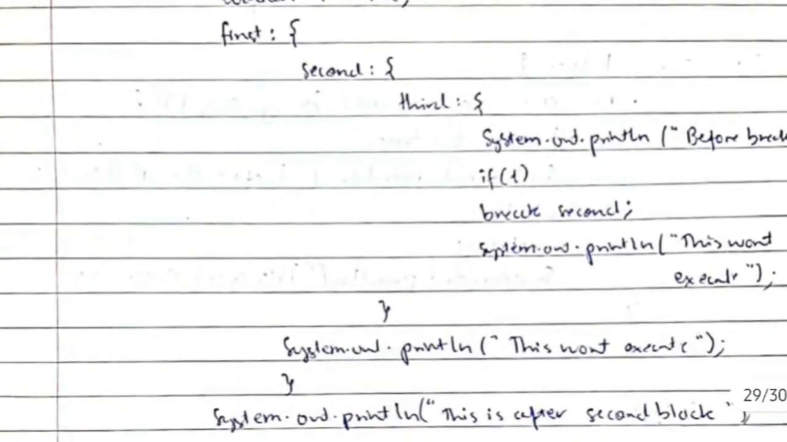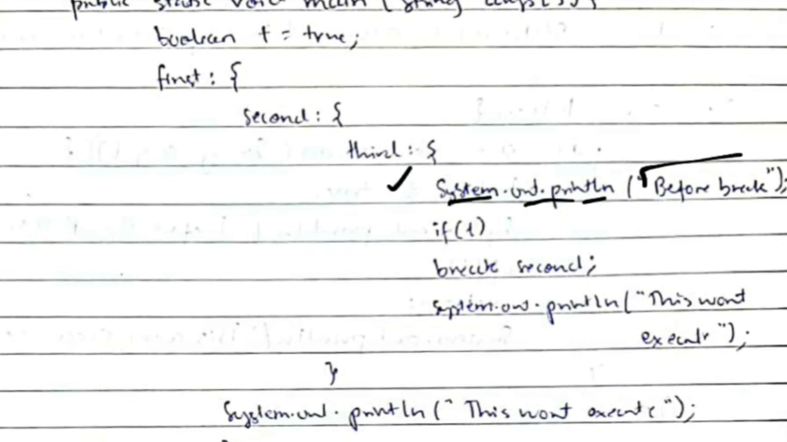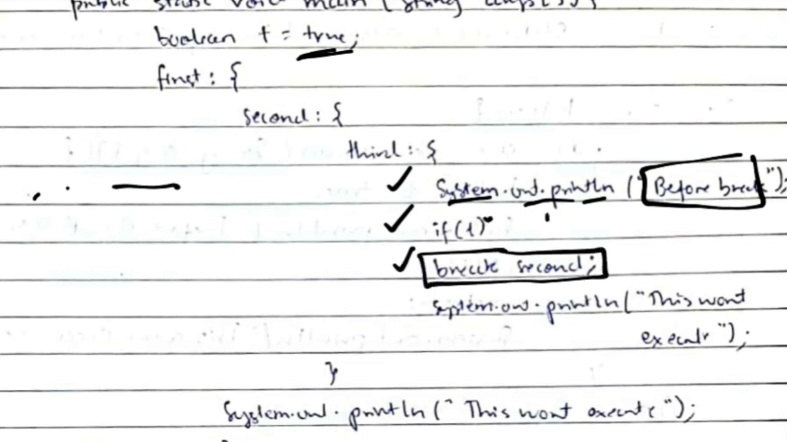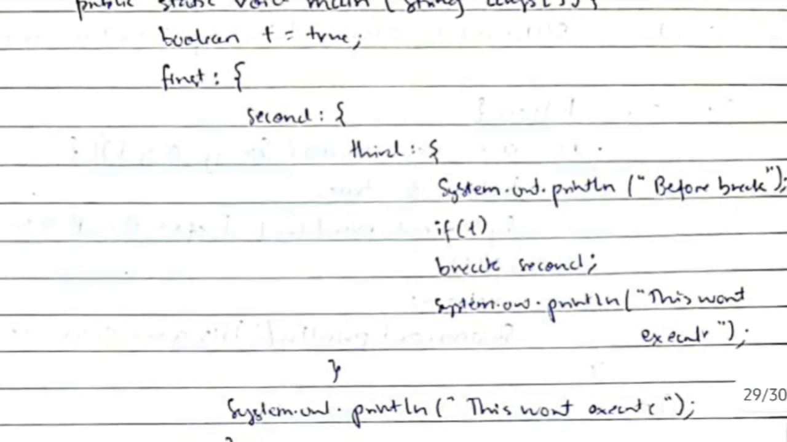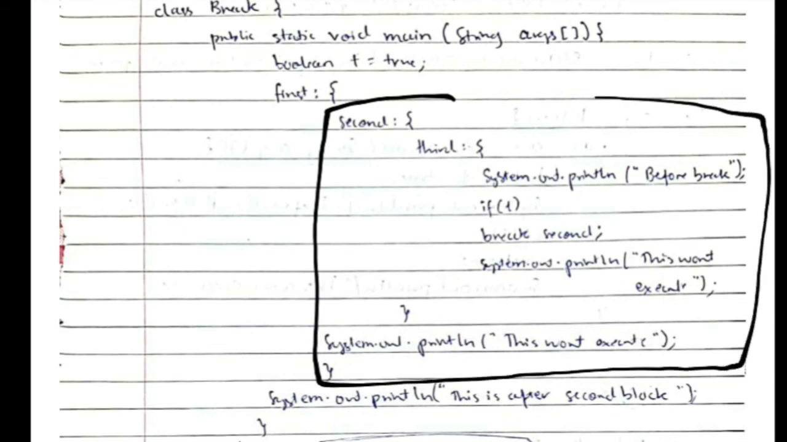Let's see what the labeled break statement means. Firstly, the statement System.out.print "before break" will be printed, so in the output we will see before break, and after that this will be checked. If t, what's the value of t I have defined? True. So this will be executed and break second will be executed. Break second means break the second block. Second block is this one. Break the second block means come out of this block, so these things won't be executed, this one and this one. It will start the execution from here, from the first one.